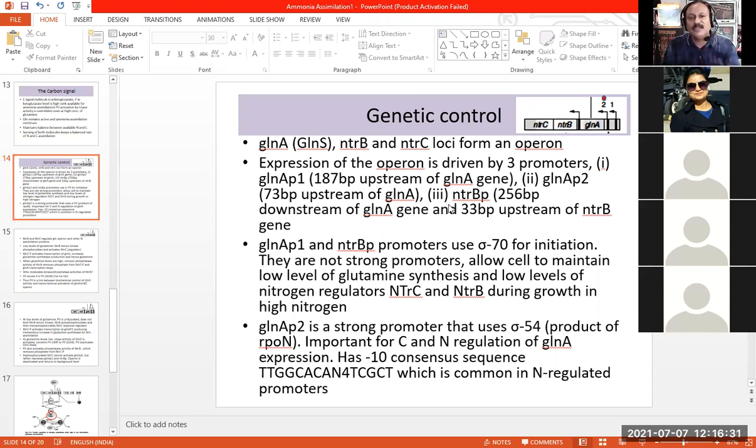But if the glutamine level goes very low or very high, then promoter number 2 will come into action, because it is a strong promoter. Depending upon the carbon signal and the nitrogen signal it gets, this promoter will be activated or repressed. What happens then, we are going to see after a break of 15 minutes.